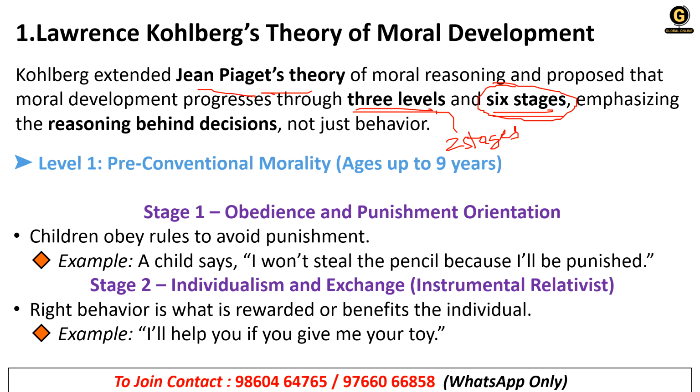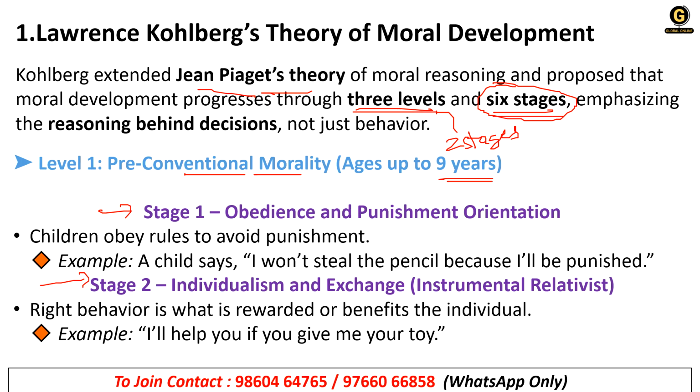We'll start with the first level, pre-conventional morality, ages up to 9 years. If the child is up to 9 years, this will be his or her first level, pre-conventional morality. Stages 1 and 2 are in this level 1. The first stage is about obedience and punishment orientation.